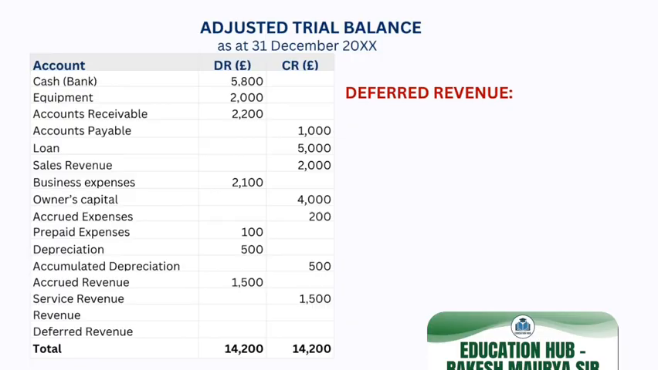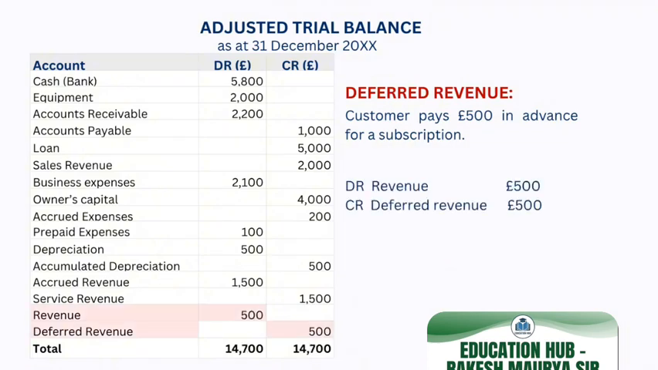Deferred revenue is the opposite. Deferred revenue happens when the business receives cash before providing the service or product. In simple words, the money comes first, but the work has not been done yet. For example, suppose a customer pays £500 in advance for a subscription. At first, the business cannot record all £500 as revenue because it has not yet earned it. Instead, the amount is recorded as a liability called deferred revenue. So the adjusting entry is debit revenue £500 and credit deferred revenue. This creates the liability and reduces the revenue.